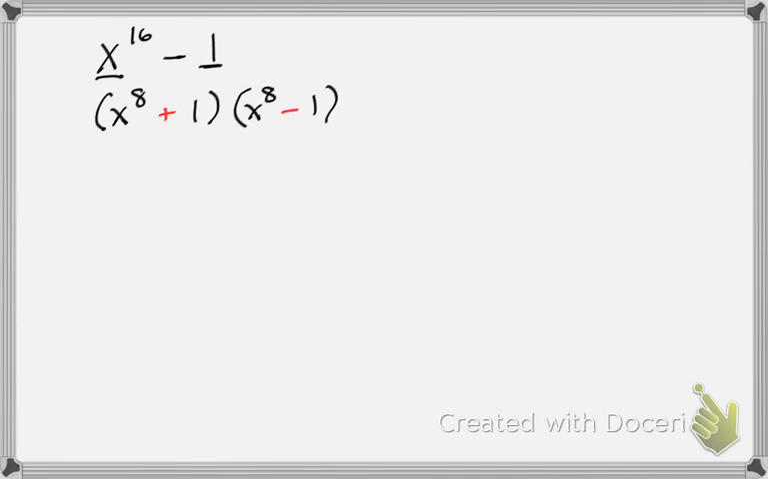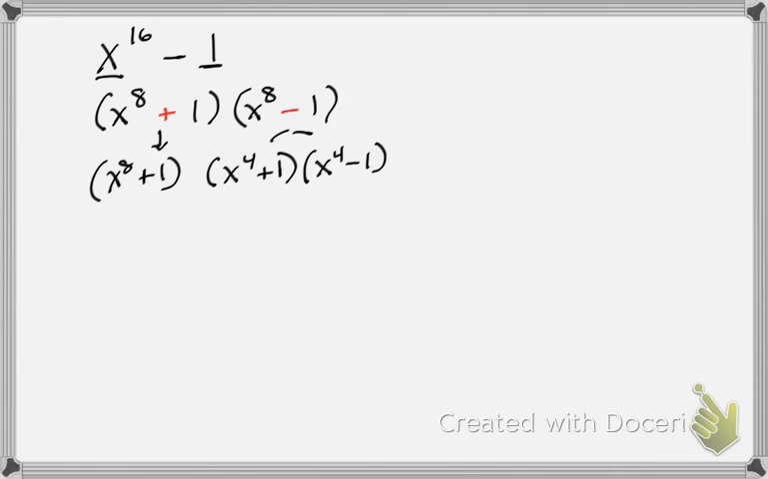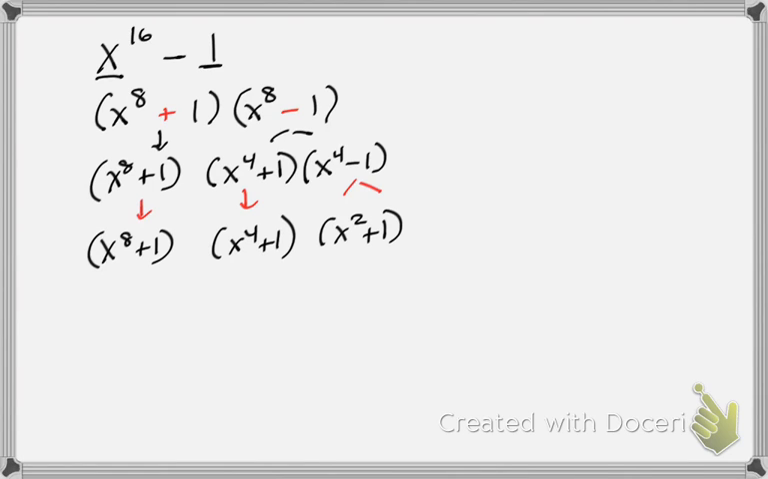Yeah. So I'm going to keep this one, x to the 8th plus 1, and then I have to break down this. Finnegan, what does it break down to? RJ? X to the 4th plus 1, times the quantity x to the 4th minus 1. Good. Okay, I'm going to keep it, break it down. I'm always breaking down my difference of squares. X to the 8th plus 1, x to the 4th plus 1, and now I have x squared plus 1 times x squared minus 1.